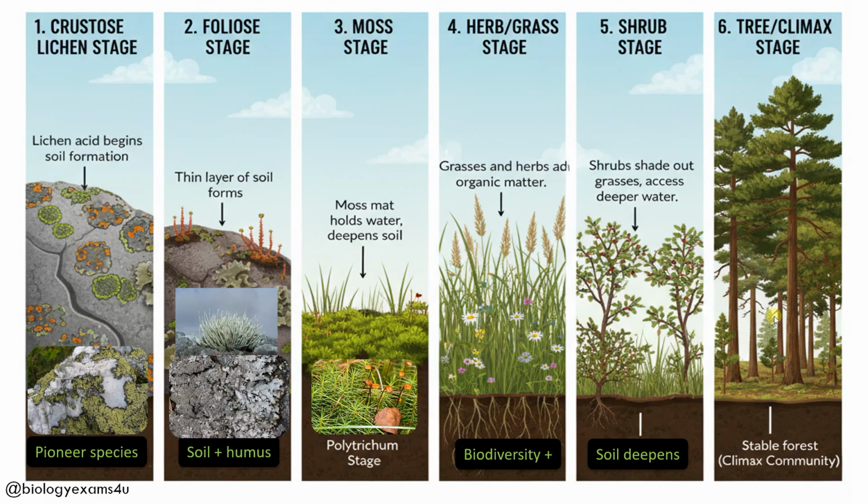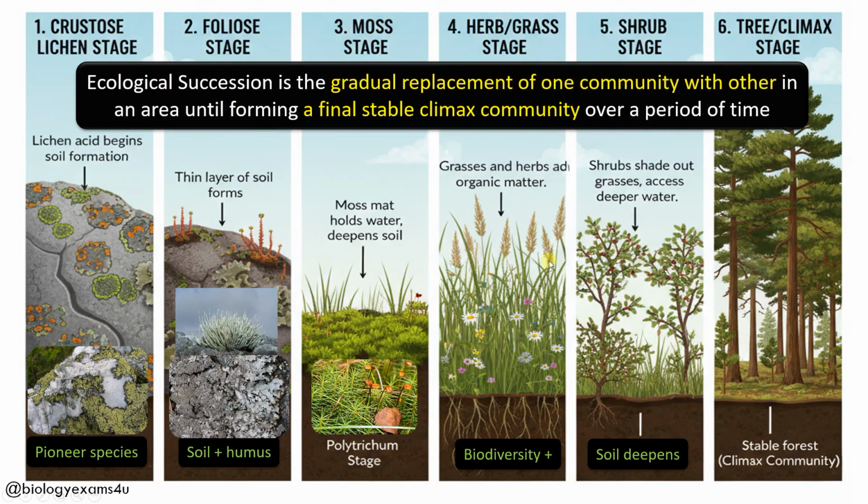Let us go through the definition once more. So ecological succession is a gradual replacement of one community, that is starting from these lichens, the pioneer species, with other in an area until forming a final stable climax community, which is self-sustained community over a period of time. The process is called as ecological succession. So here we have discussed the ecological succession that is happening on rocks or dry habitats, which is called as xerosere. Hope you understand the process of ecological succession and the stages in xerosere.